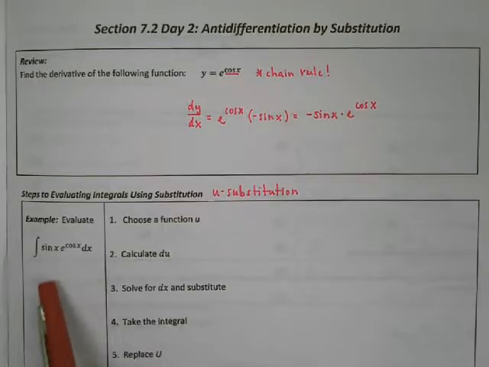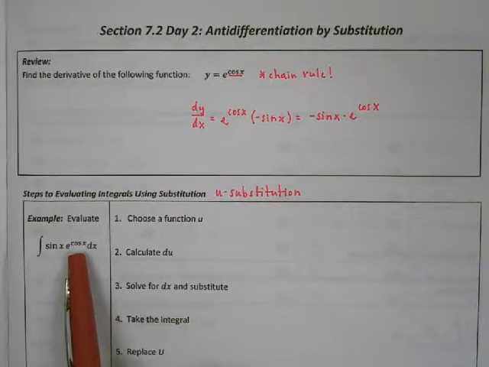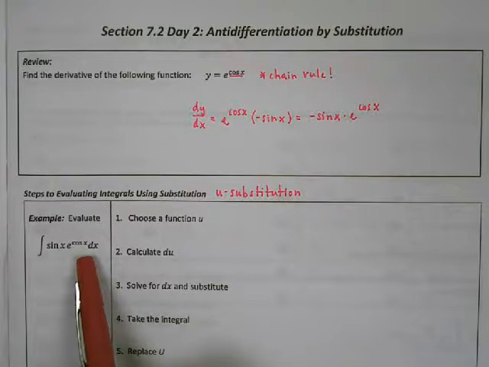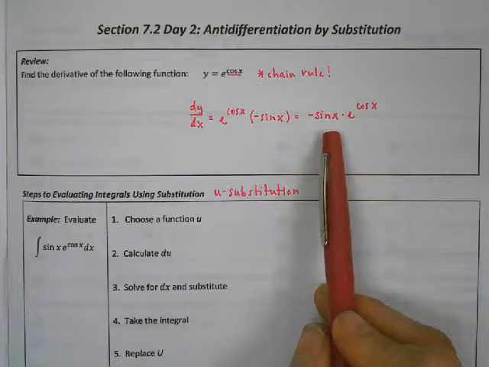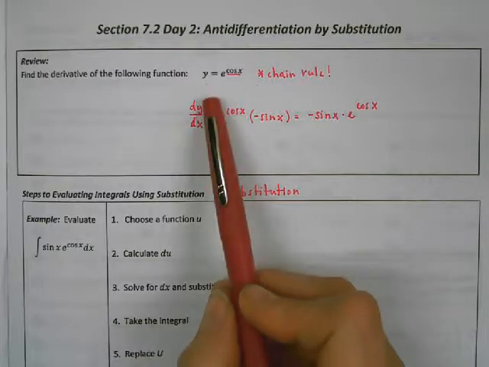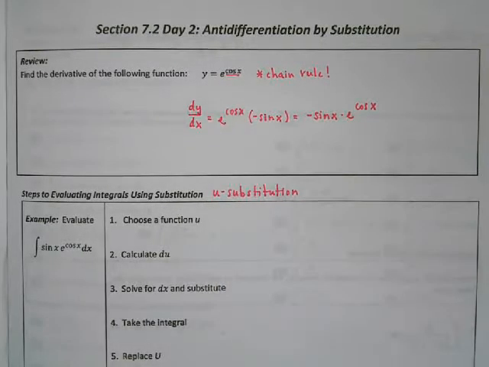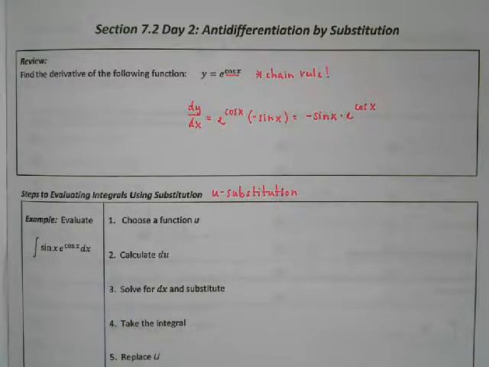So, our example here is to integrate the function sine of x times e to the cosine of x dx. So we can see here, this function is really closely related to what we did here. We're just missing a negative. So I expect our antiderivative is going to look something like this function here, e to the cosine of x. But we need to figure out how we get back to that point.